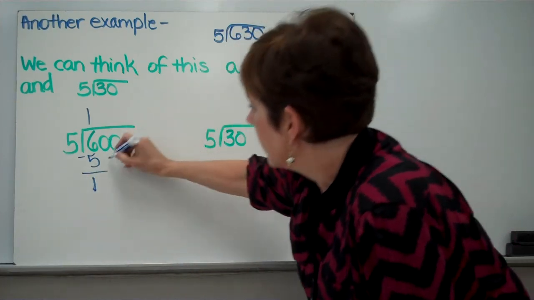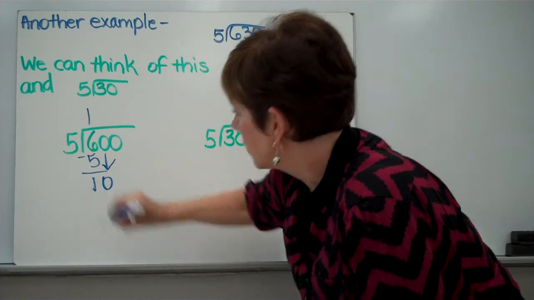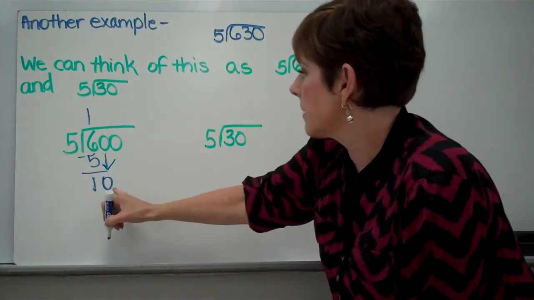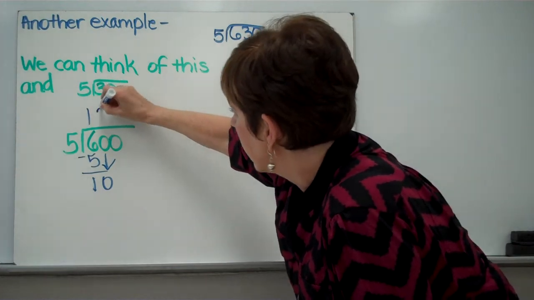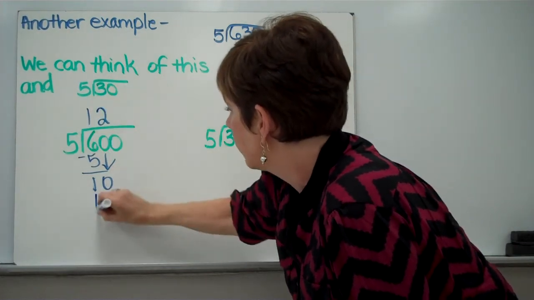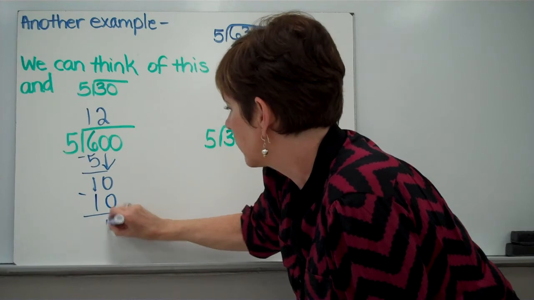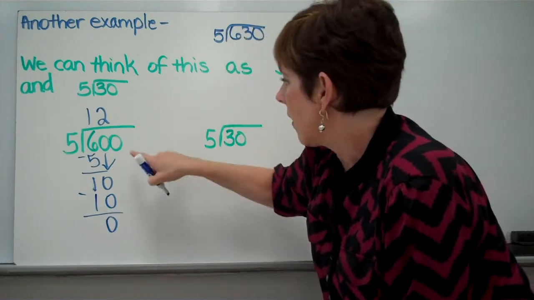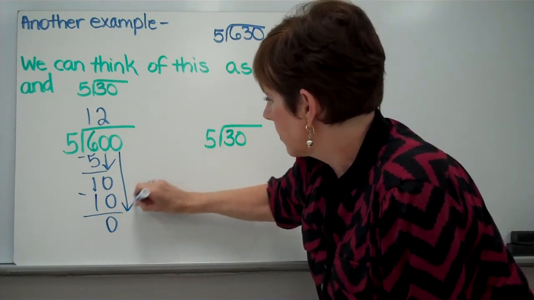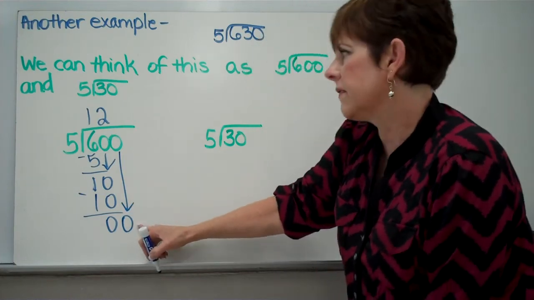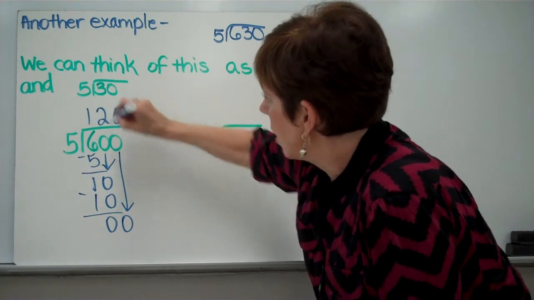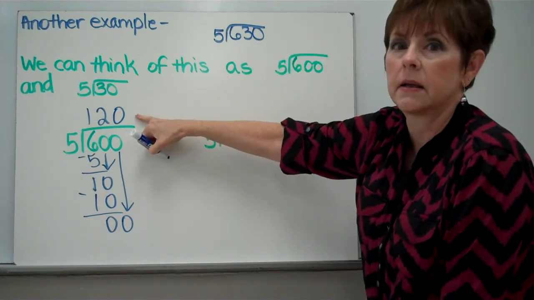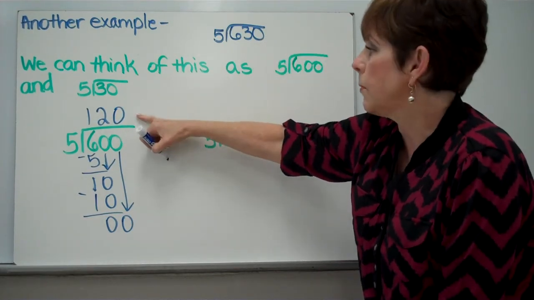All right, bring down the next number. Start over. How many times can 10 be divided by 5? Well, 2 times. 2 times 5 is 10. Subtract, 0. All right, bring down the next number. Can we divide 0 by 5? No, we cannot. So to show that we tried to divide it, but we couldn't, we put a 0 here.